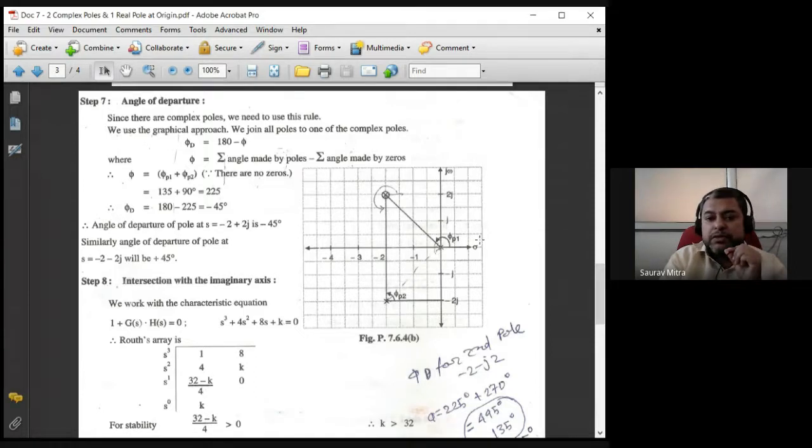So minus 2 plus 2j has to be connected with minus 2 minus 2j. Now what? This is the step students are very anxious about, and they cannot do it. It is not difficult; the only thing is you have to practice the numericals that I am giving. So if you're trying to find the angle of departure at minus 2 plus 2j, join 0 and join minus 2 minus 2j with that.